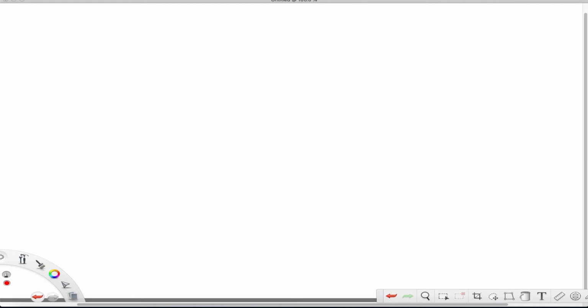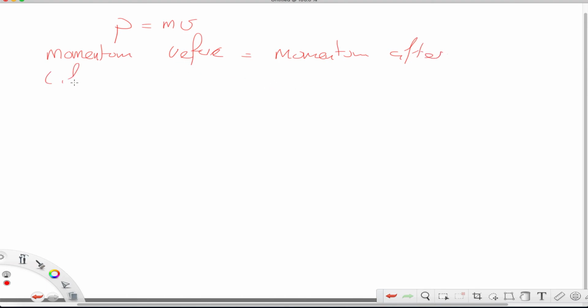Let's consider our summary then. We have: momentum is mass times velocity. Momentum before an event equals momentum after an event, if we have no external forces, like friction or weight, for example.